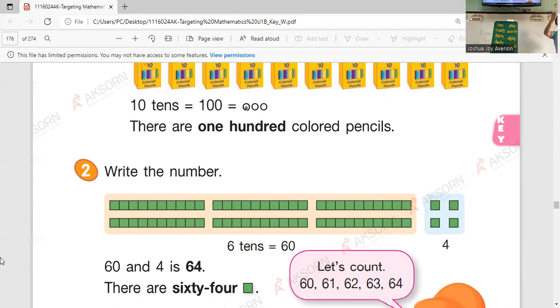F-U-R. 4. Number 4, not 40. Okay? It is 40, not 4. Did you understand? So the teacher said 4. F-O-U-R. 4. Did you understand? Yes. Okay, can you spell 1 to 9?